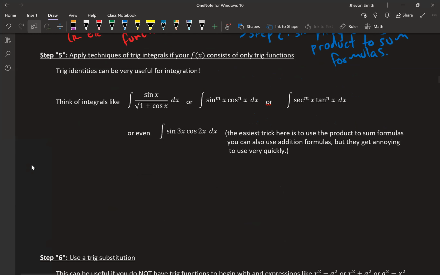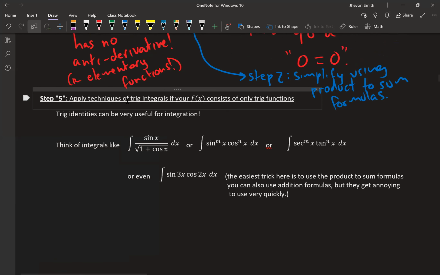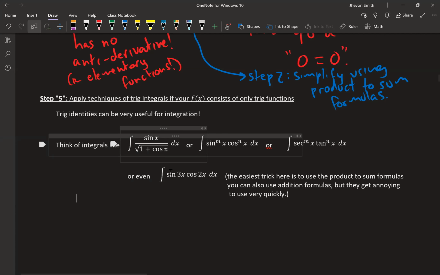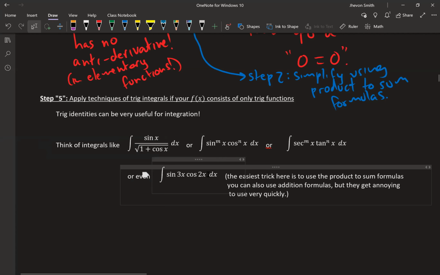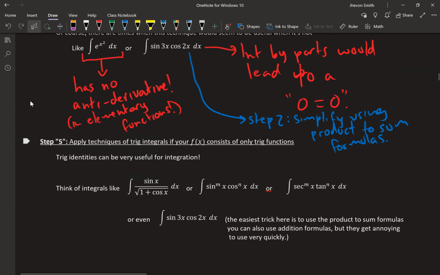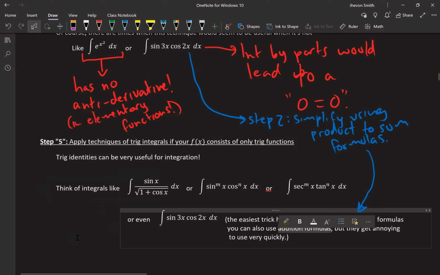So now let's look at step 5, right? Apply techniques of trig integrals. Basically, this is when trig identities can be very useful. So you see something like this, or this, or this, or even this. I actually mentioned this up here. So the simplification would be from you using the addition formulas for sine and cosine, which is one way to go about it. It's going to be a lot longer though than using the product to sum formulas.